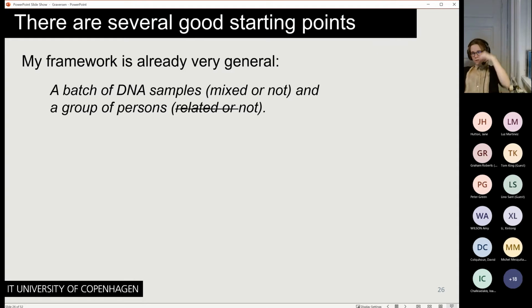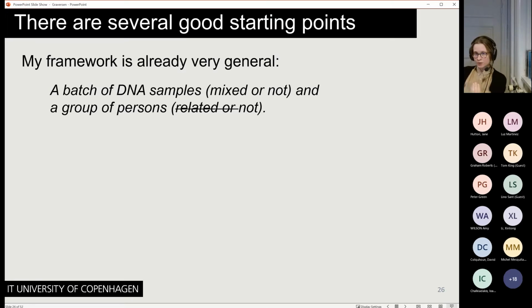All right. So we have really good starting points for this with lots of existing research. Even just coming from what I have now, it's already very general. Unlike many software right now that can handle one DNA sample, possibly with replicate analysis, it can actually handle a batch of DNA samples.